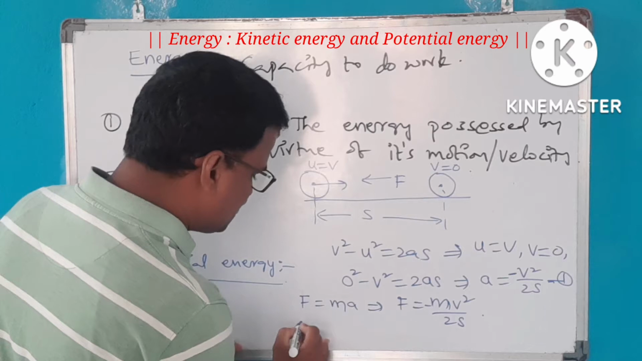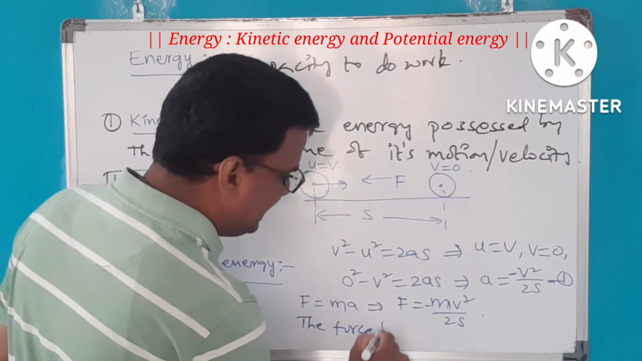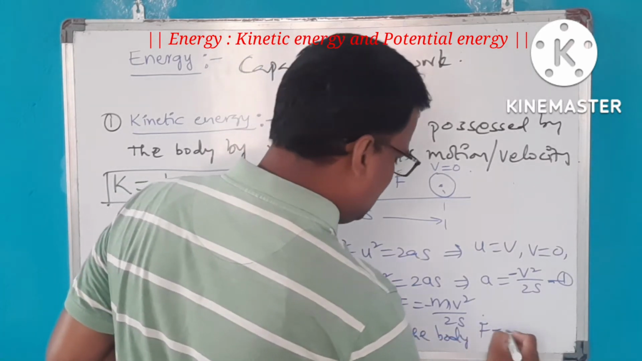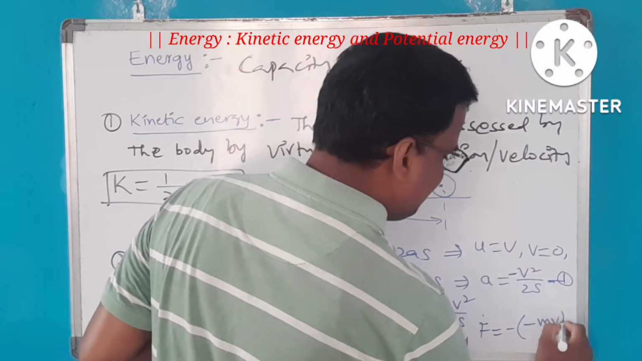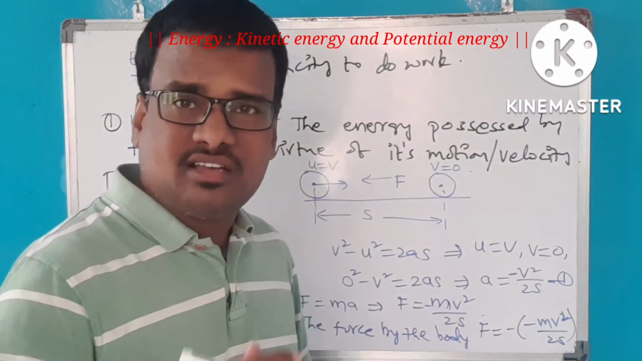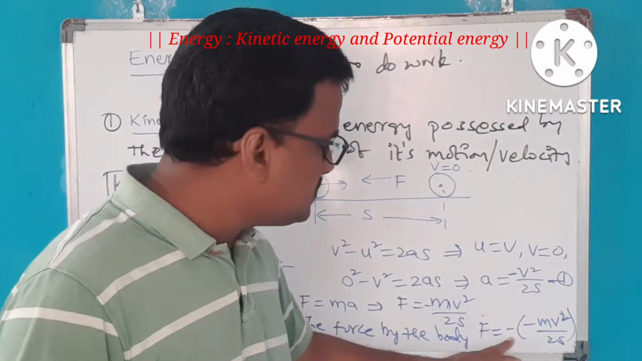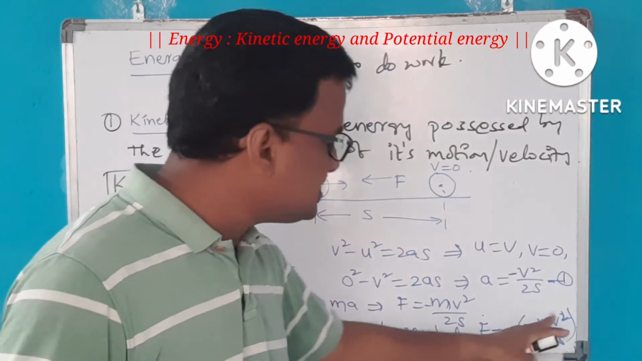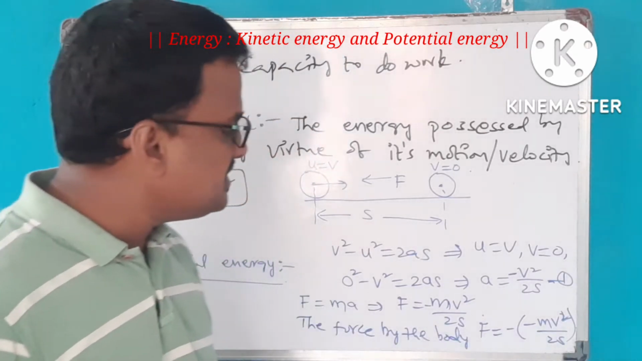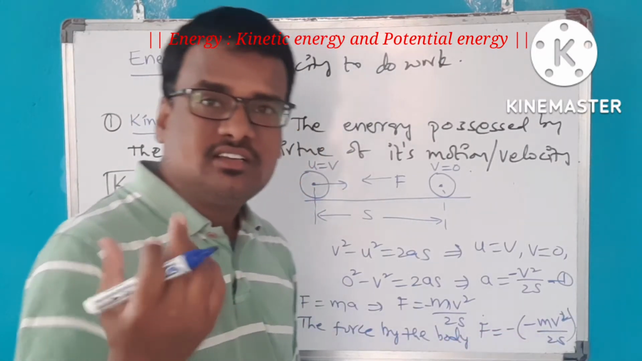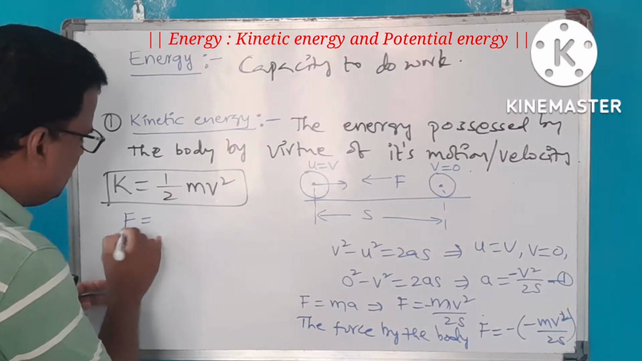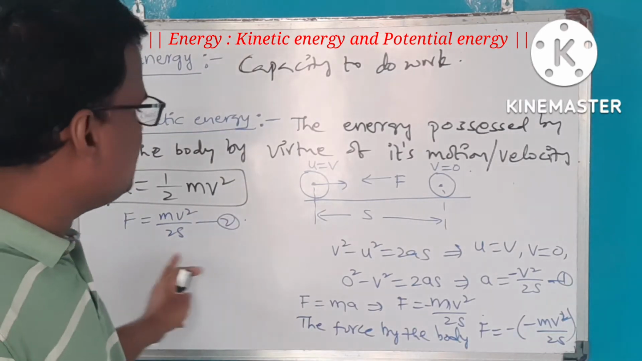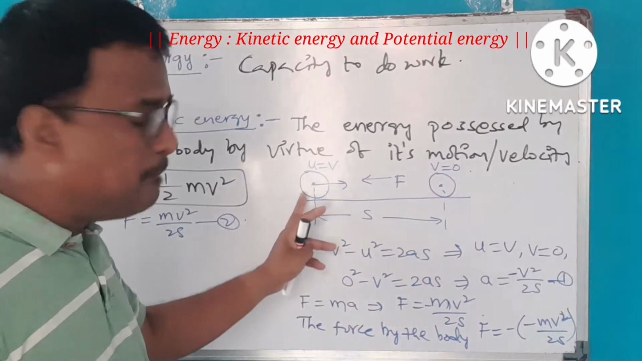So that's why the force by the body, so F equal to minus of minus mv square by 2s. Why? Because this is the reaction force, so for the reaction force we take a negative sign, and the actual applied force is minus mv square by 2s. So here we substitute minus mv square by 2s. Minus into minus gives plus. So F equal to mv square by 2s. This is the second equation, the force applied by the body.